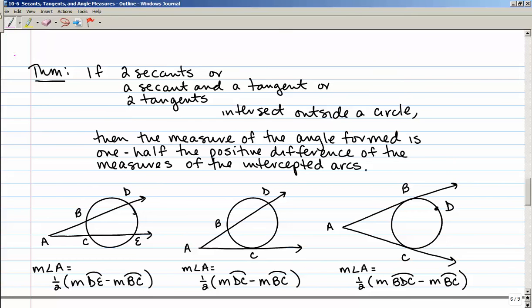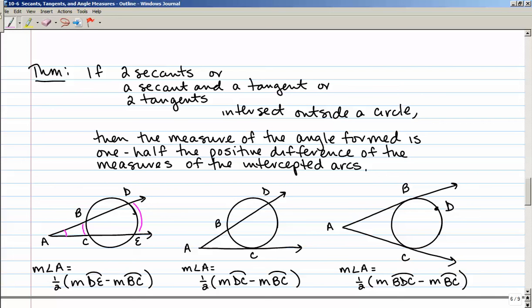So here we have the measure of angle A. In this first picture we have 2 secants that intersect outside the circle at point A. So this angle formed, which is angle A, is going to be 1/2 the measure of arc DE. I'll go ahead and outline that. Minus the measure of arc BC. So to find the angle, it's 1/2 of the big arc on the outside minus the little arc on the inside. And if you always do big arc minus little arc, you're always going to end up with a positive number.